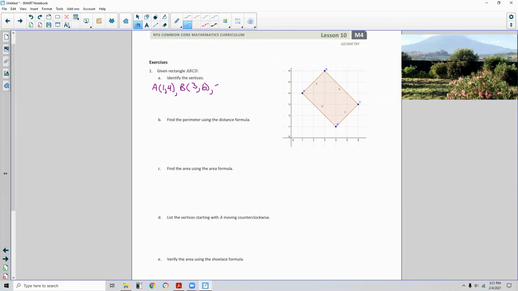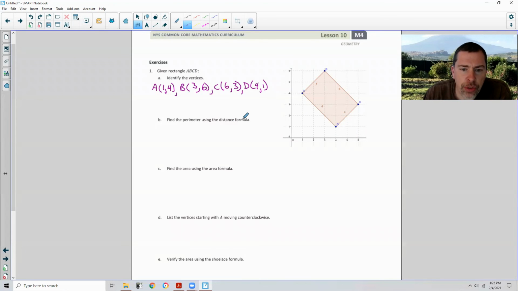C. C is right here, 6, 3. Okay, 6, 3. And finally, D is 4, 1. All right, so there's the 4 points, vertices.